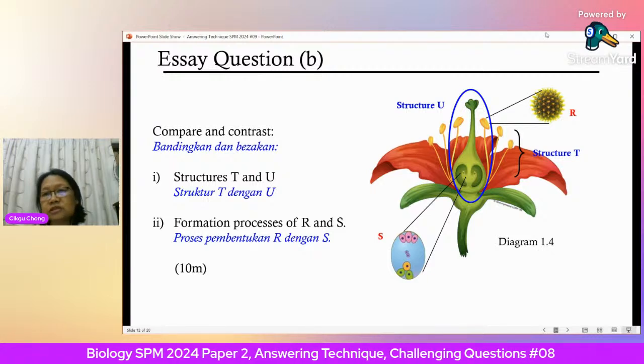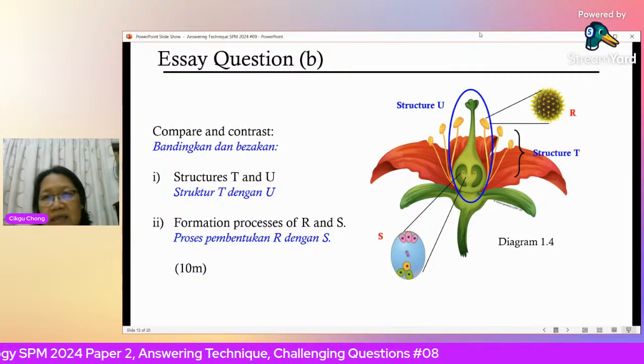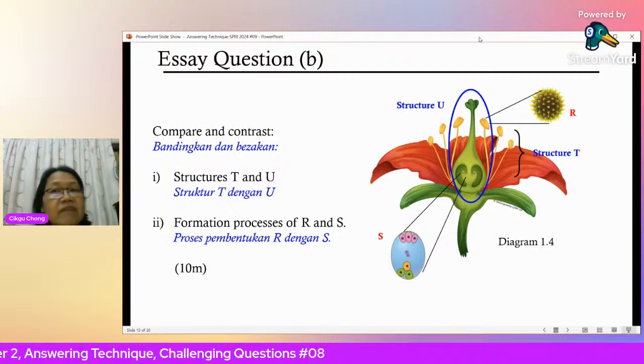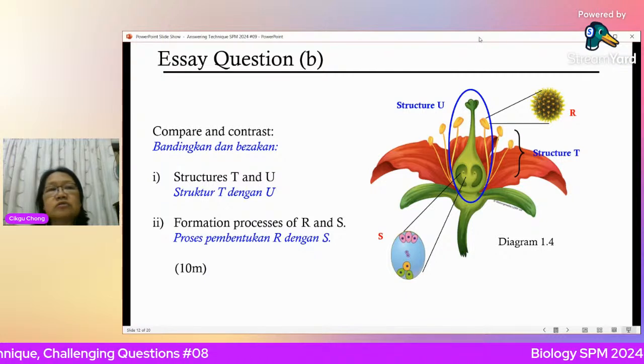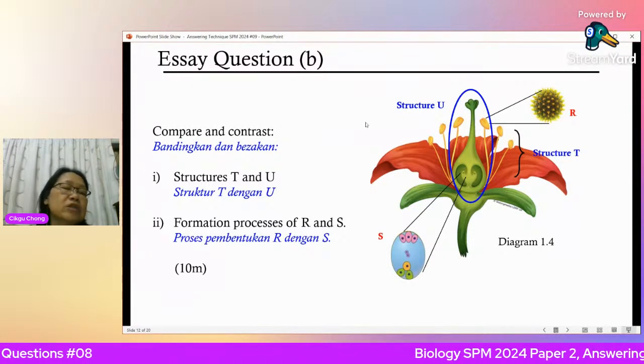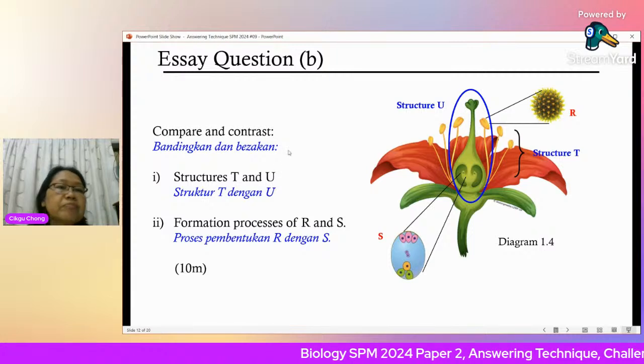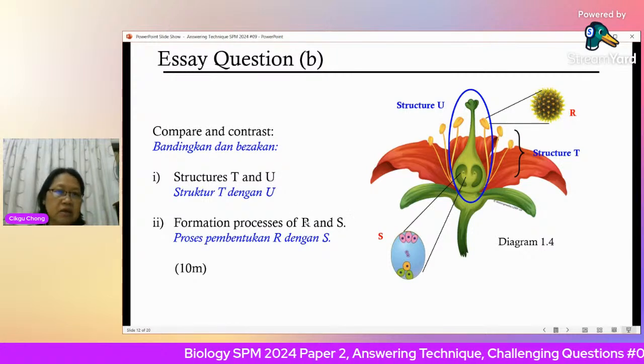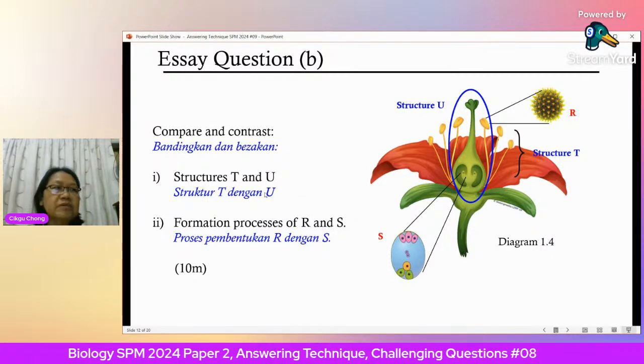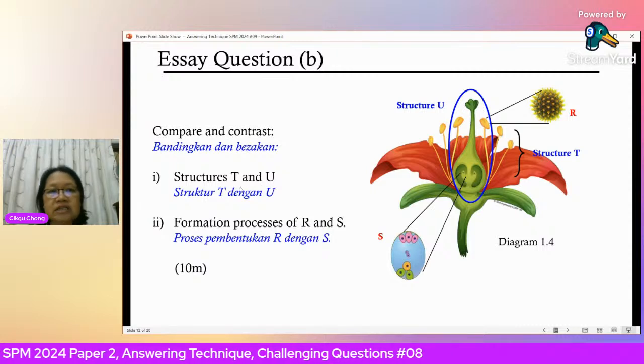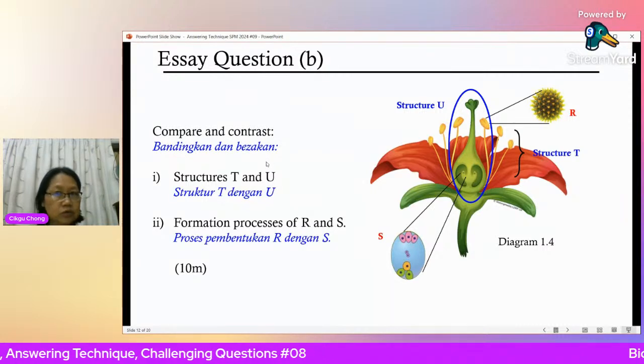Okay, so most students are confused. Aren't they asking the same thing? Okay, definitely no. A lot of students will repeat. If that's what you have answered for T and U, you will repeat for R and S. Do not repeat. It's not possible that the question will be asking you to actually repeat your answer. It is totally two different things.